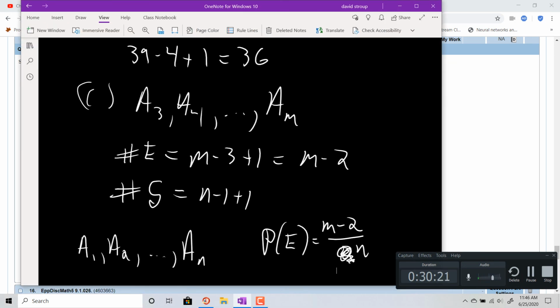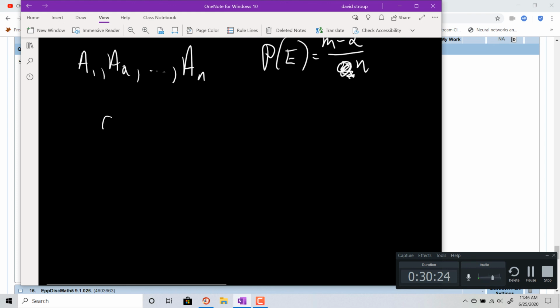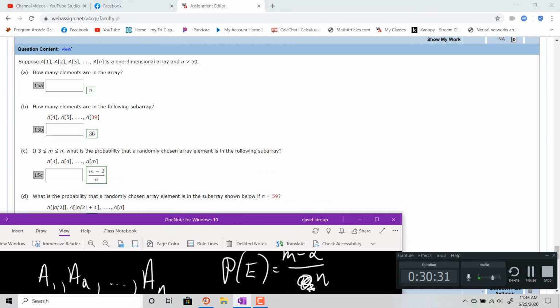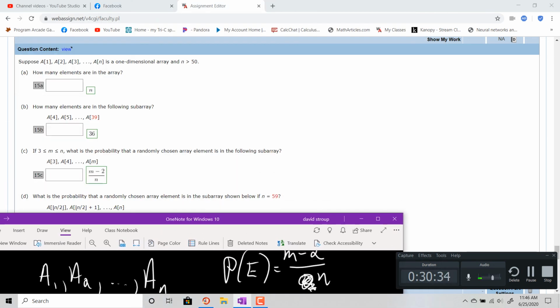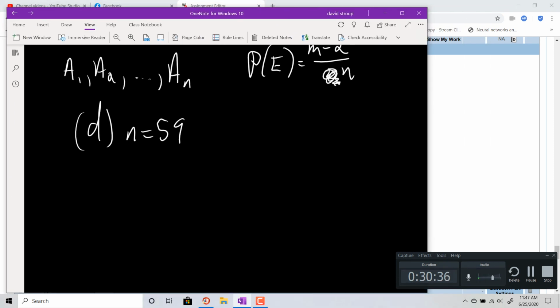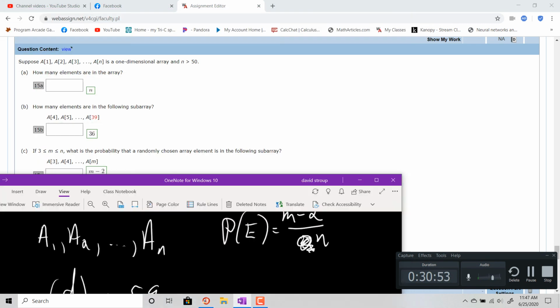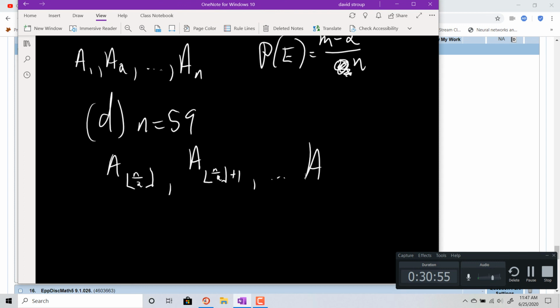Okay, so part D. N is given, in my problem, the number is 59. Yours may be different. And our subarray is going from A sub n over 2. That's the floor of n over 2. A sub floor of n over 2 plus 1. All the way up to A sub, I think it's n. Let me see. Yeah, A sub n.